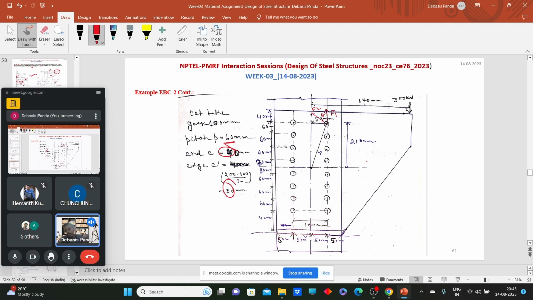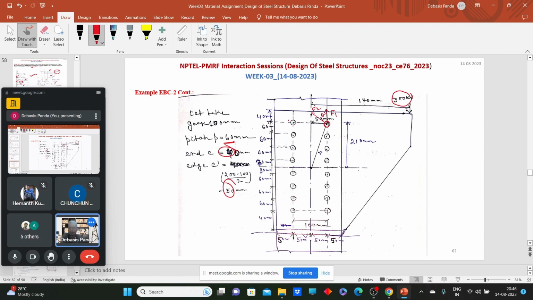Now what do we need to check? We need to check the extreme bolt, due to this 300 kilonewton of loading and the arrangement we have made. Are the resultant forces in the extreme bolt sufficient to carry the resultant stress or not?